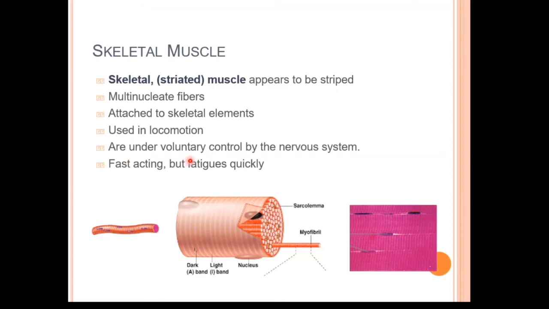These muscles are mainly controlled by the voluntary discretion of the animal's brain. So the animal can maintain and control the movement of these muscles by using their nervous system. They are fast acting, but they fatigue quickly and they need quick rests, right?